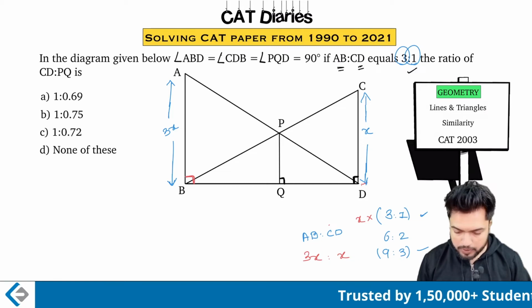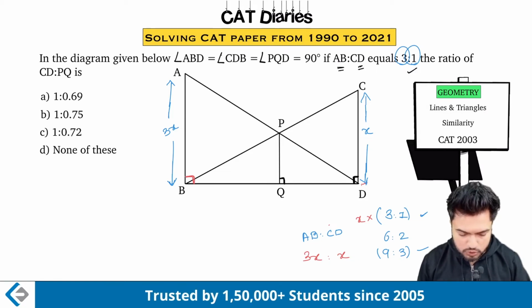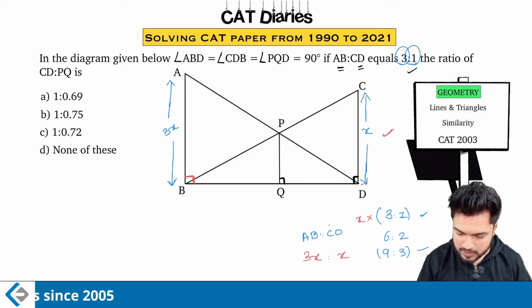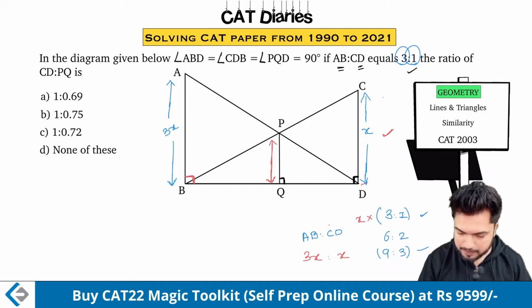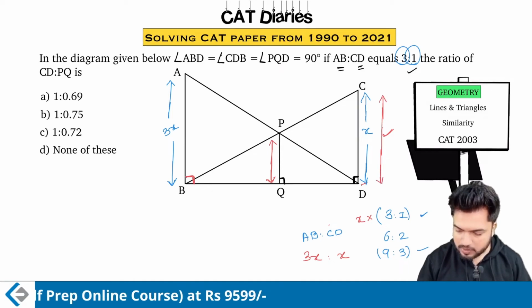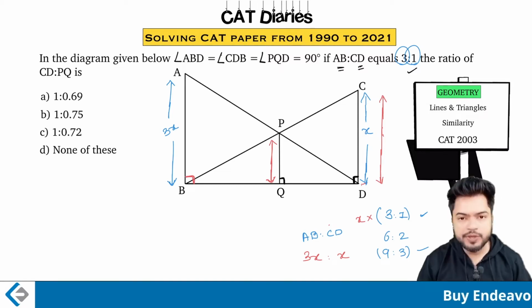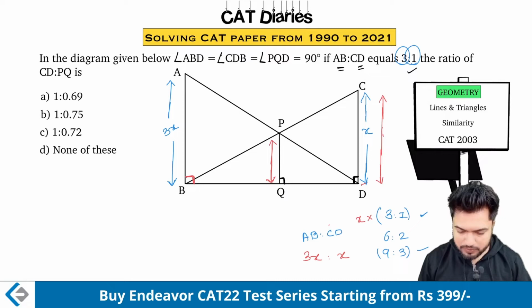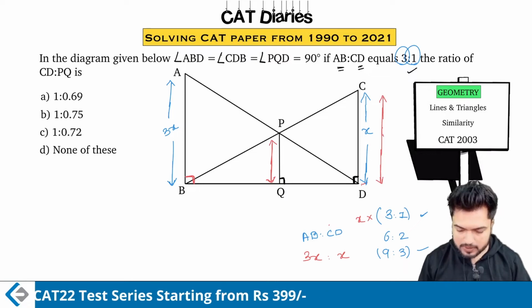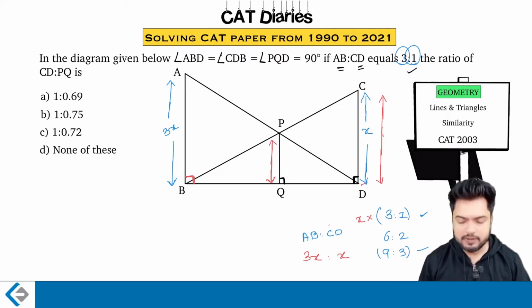Now what am I being asked? I'm being asked what is the ratio of CD to PQ. So I'm being asked the ratio of CD, which means this part, to PQ, which is this part. I'm supposed to find this red part. I'm given the blue part. So let's now start thinking about it. What do we know and what are we supposed to find out? As I see first the blue part, I need to understand what I will get from this.